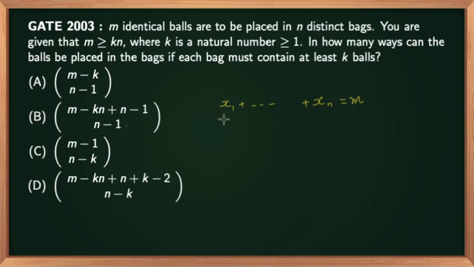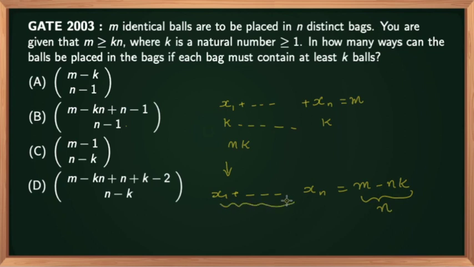So I should initially place k balls in each bag. So I will lose k into n, which is equal to nk balls from the initial m balls, right? So I can formulate the new equation as x1 plus etc. up to xn must be equal to m minus nk, right? So this number is my new n. This total n boxes is my new r.